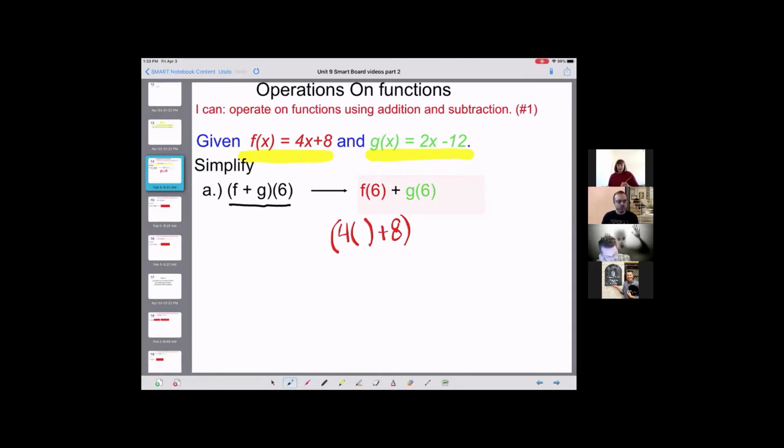Then we'll bring down our plus sign because we're adding these two functions together, and we're going to work in green. Function g of x needs its own big set of parentheses for all of its information, and it was 2x minus 12. So inside the big parentheses, we'll write 2, a small set of parentheses, and we're going to replace the x minus 12.